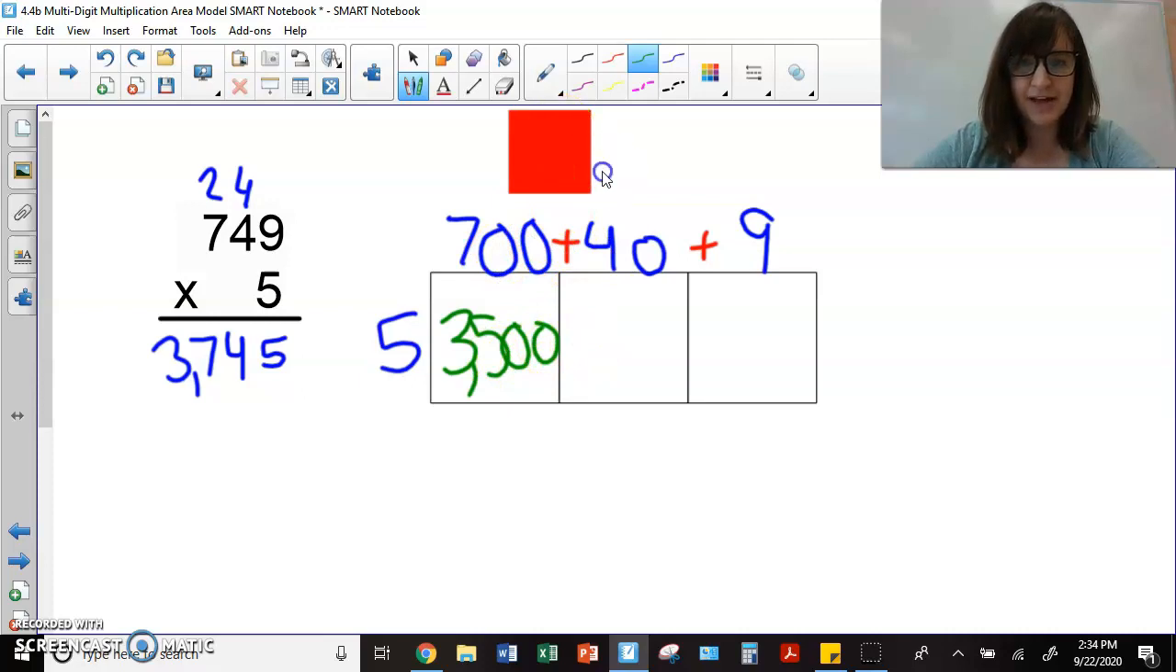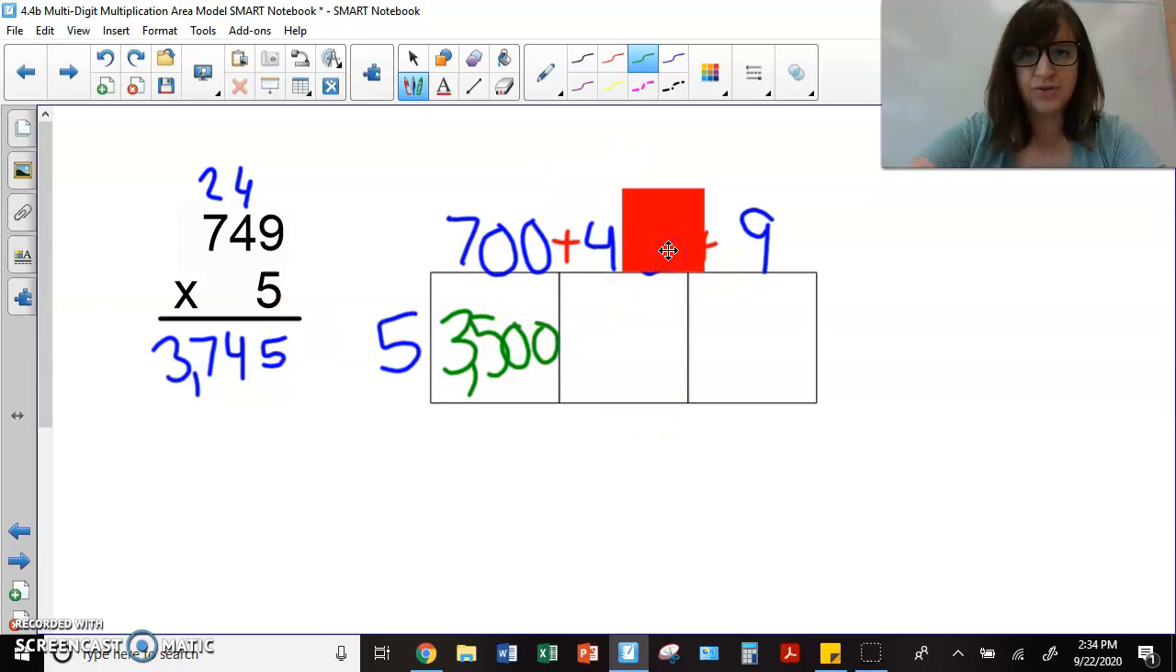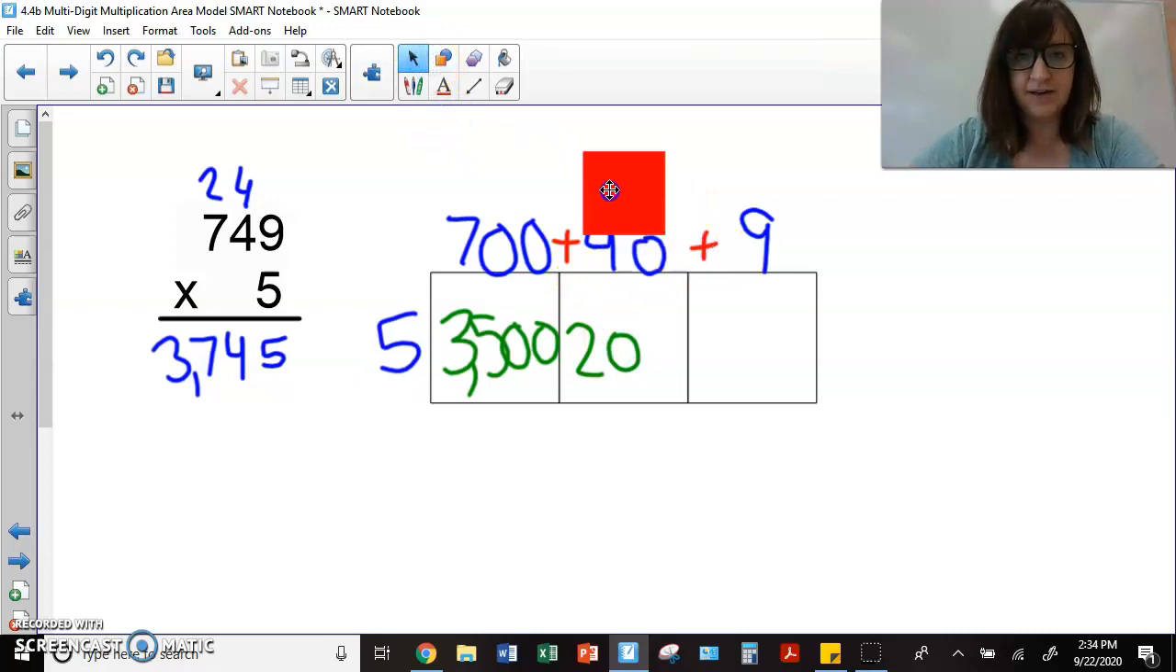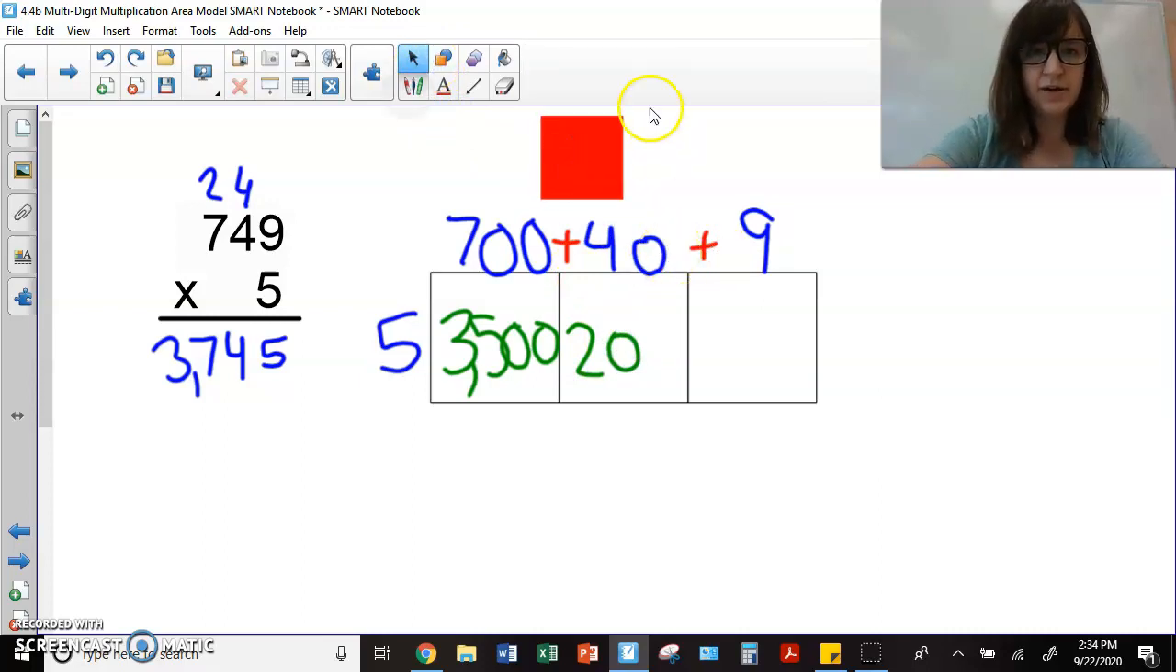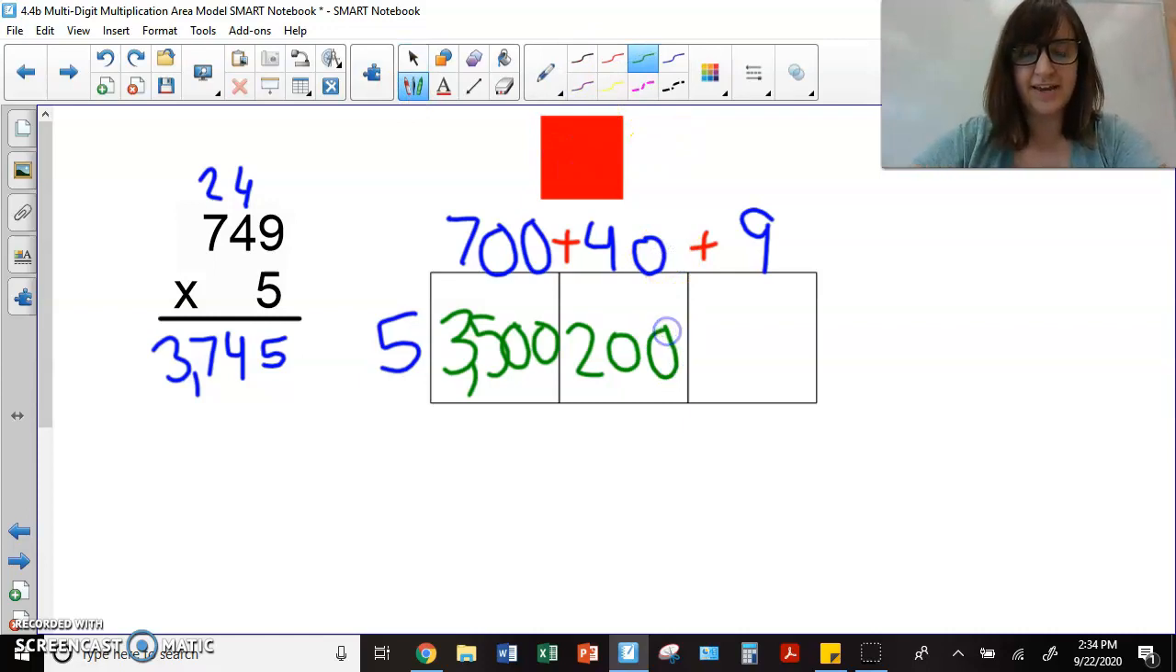Now with this number, I have 40 times 5. I'm going to cover up my 0. So I have 4 times 5 is 20. And then I have my 0 right here, which I then add on to the end.